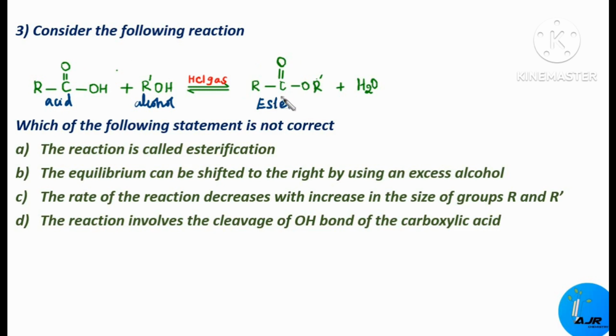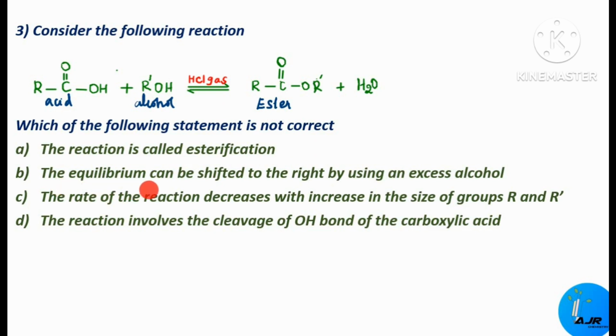Can you understand? Now, which of the following statements is not correct? See, they are given the reaction and they are asking you to find out which of the following statements is not correct. Obviously here the acid and the alcohol are reacting and finally getting converted to an ester. So let us see the first statement. The reaction is called esterification. Yes, obviously this is a correct statement because here we are getting an ester. Acid reacts with an alcohol, it is giving ester, so it is esterification. It's a correct statement.